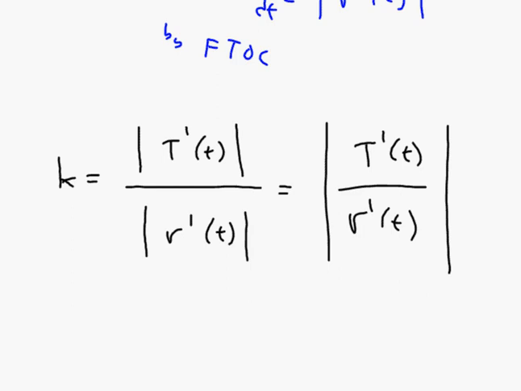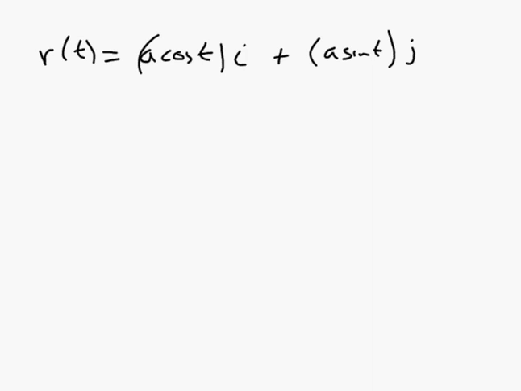Okay, so we're going to start with r of t equals a cosine t i plus a sine t j. We're going to find the curvature of a circle of radius a. Now, before we start, I'd like you to think about this question. Do you think the curvature would vary depending on where I was on the circle's circumference? Let's calculate this.